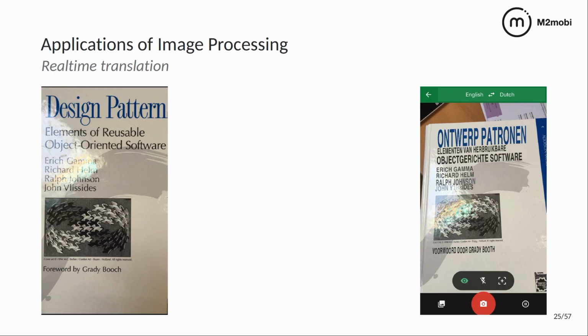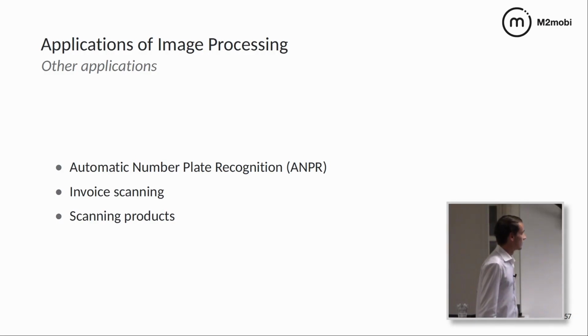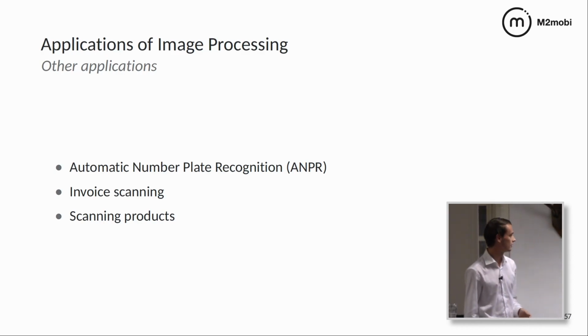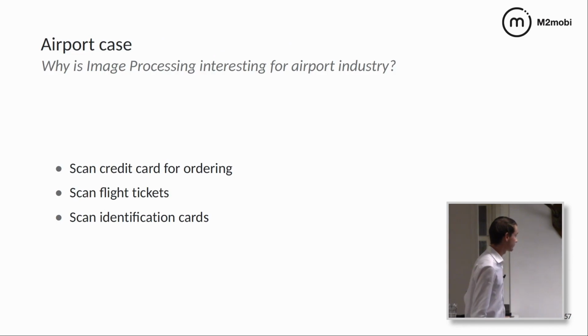So these are things you can do with OCR, but you can do a lot of different things. It's just to give you some kind of feeling for the subject. Other things are automatic number plate recognition, so you scan the number plate of a car. Invoice scanning: you get an invoice, you have to pay it, take a picture, and all the info is there. Or scanning products, like an app that can scan a product.